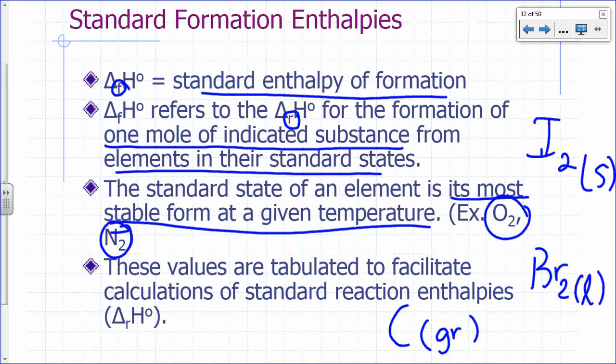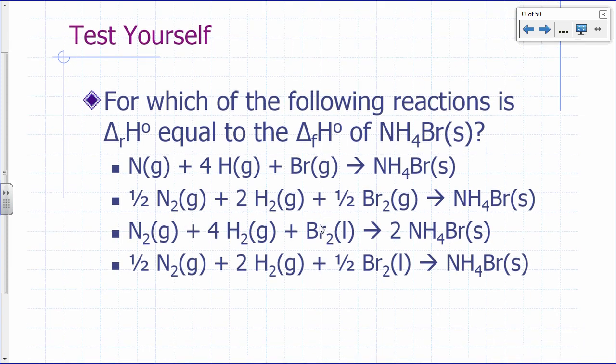Values of these standard enthalpies of formation are tabulated, so that we can easily calculate delta H for any reaction. And how are we going to do that? Well, before we do that, let's clarify the definition of standard enthalpy of formation. For which of these reactions is the standard reaction enthalpy equal to the standard enthalpy of formation of ammonium bromide solid? What did we say the definition of a standard formation reaction is? You form 1 mole of whatever it is you're interested in. So we're interested in ammonium bromide. Which one of these can we eliminate?